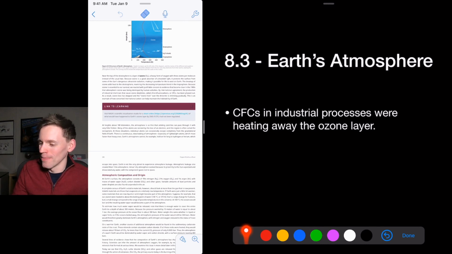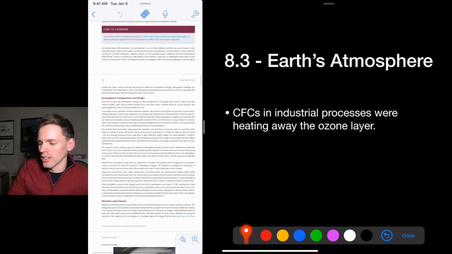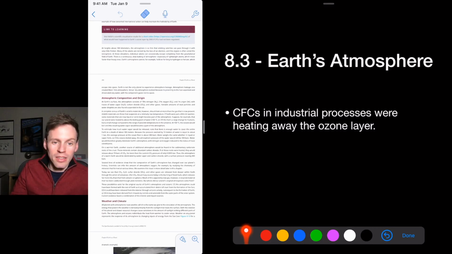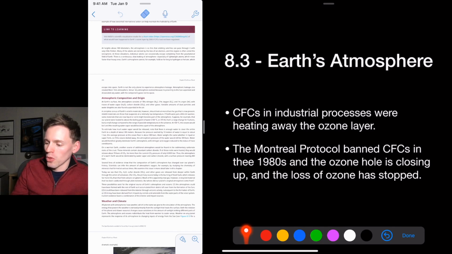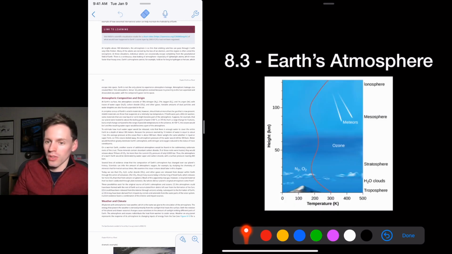Chlorofluorocarbons, CFCs, leaking from industrial processes or being used in them. When it gets into the atmosphere, it combines with O3 and breaks it apart. In the 1980s, the Montreal Protocol banned CFCs. All the nations agreed to it, and the ozone hole has been closing up ever since, and ozone has stopped being depleted.